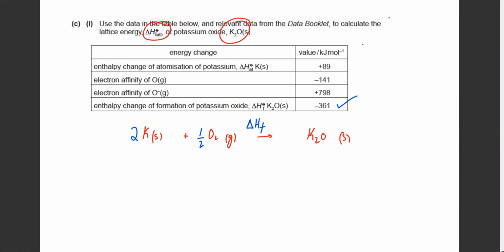That's given as minus 361. That value is provided. Okay, is this clear, Saqib? Is this clear, Kausar?